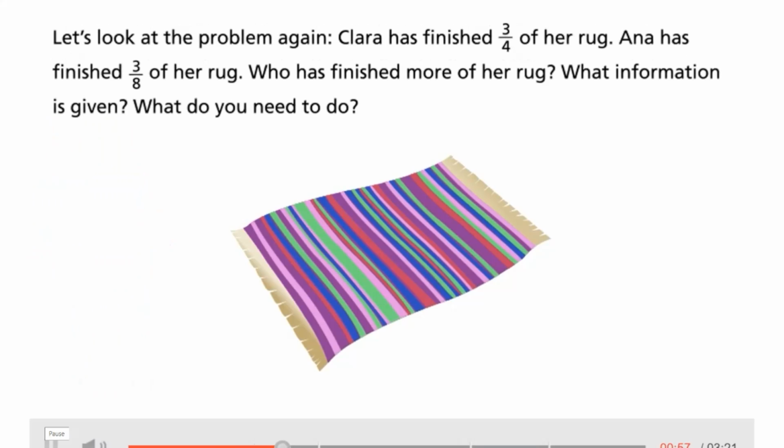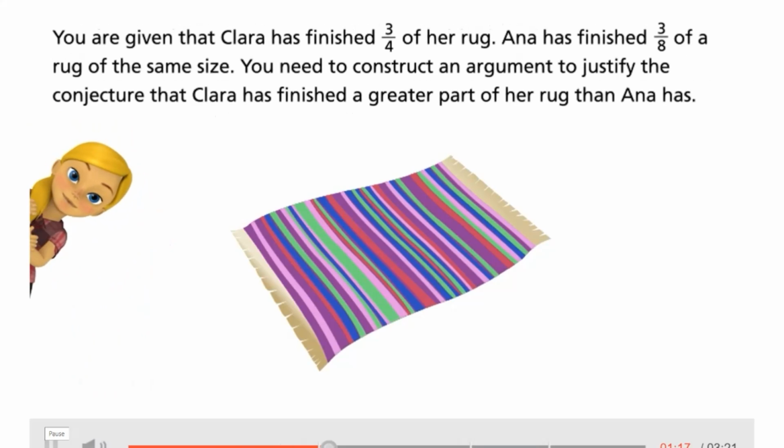Let's look at the problem again. Clara has finished 3/4 of her rug. Anna has finished 3/8 of her rug. Who has finished more of her rug? What information is given? What do you need to do? You are given that Clara has finished 3/4 of her rug. Anna has finished 3/8 of a rug of the same size. You need to construct an argument to justify the conjecture that Clara has finished a greater part of her rug than Anna has.